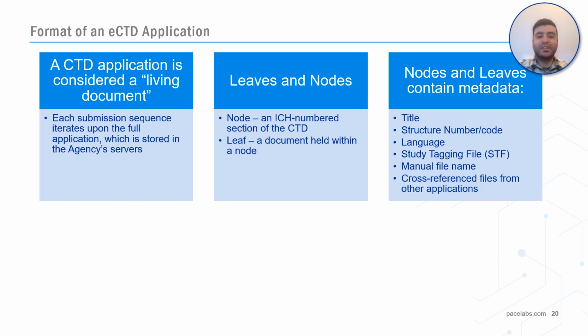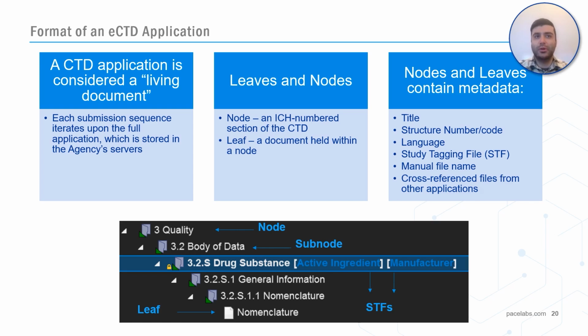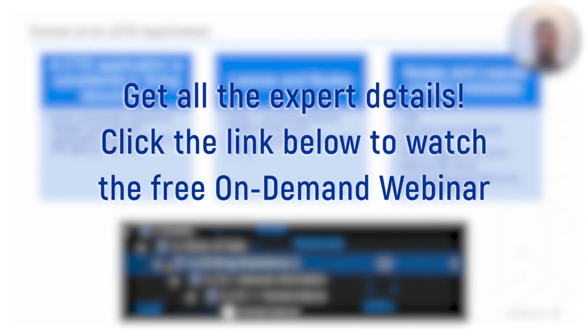The structure of the CTD digitally uses what are called leaves and nodes, where nodes are the ICH numbered sections of the CTD, and leaves are the documents specifically held within that node. You'll note in this picture that you can also create subnodes or subfolders of a node in order to become more granular with your format. Now, leaves are usually PDF files which we optimize to be FDA compliant. However, each agency does provide a list of acceptable file types for the CTD.